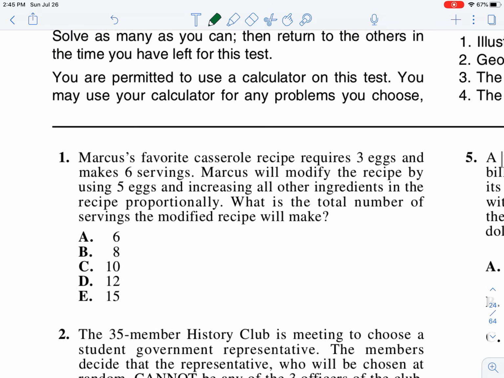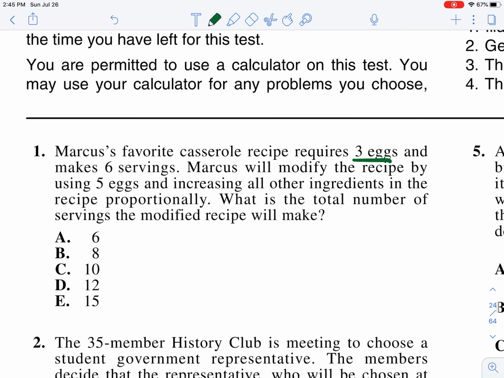First problem, Marcus's favorite casserole recipe requires 3 eggs and makes 6 servings. Marcus will modify the recipe by using 5 eggs and increasing all other ingredients in the recipe proportionally. What is the total number of servings the modified recipe will make?